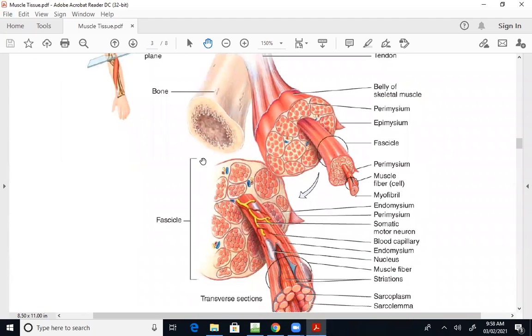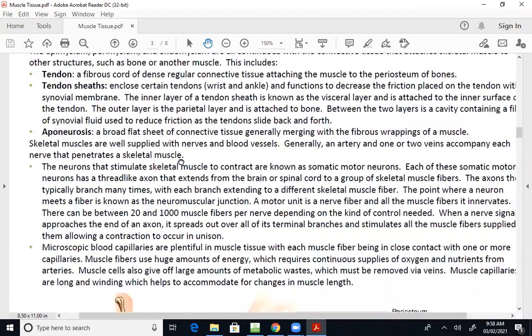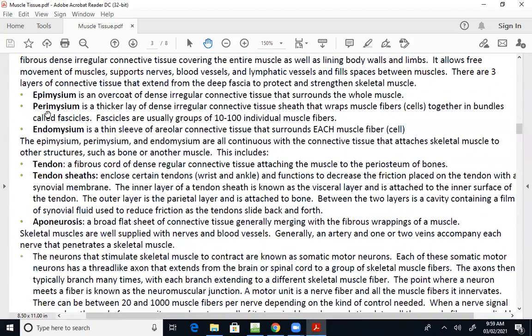Okay. Looking at this portion of the picture, we've just zoomed in on this singular fascicle. You can see bracketed off here is the fascicle. And a fascicle is made up of a bundle of what we call muscle fibers, each of which is surrounded by what we call an endomysium. Okay. So epi surrounds the whole muscle, peri surrounds the fascicles. The endo, which is a thin sleeve of irregular connective tissue, surrounds each muscle fiber. Once again, muscle fiber is just another way to say muscle cell.